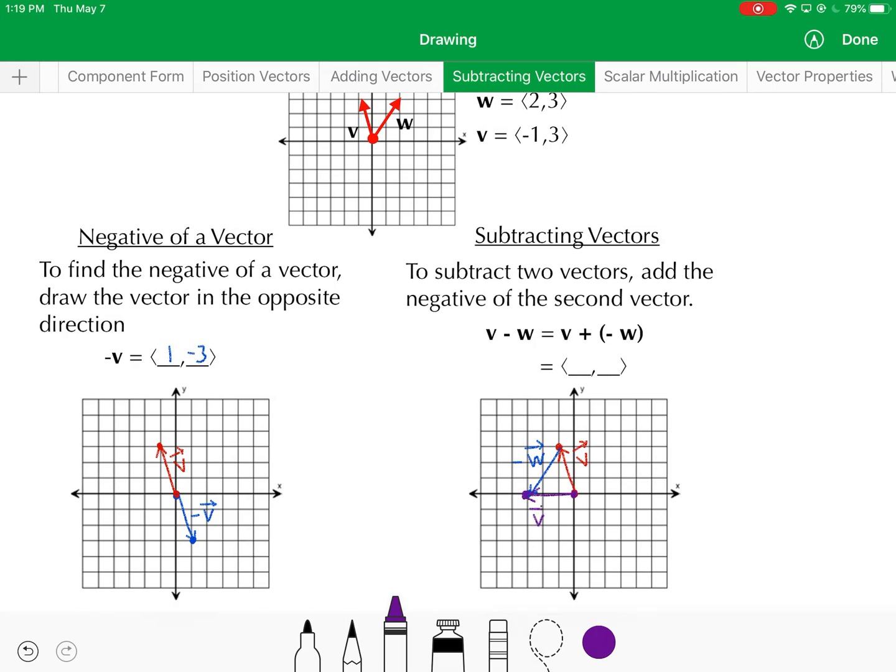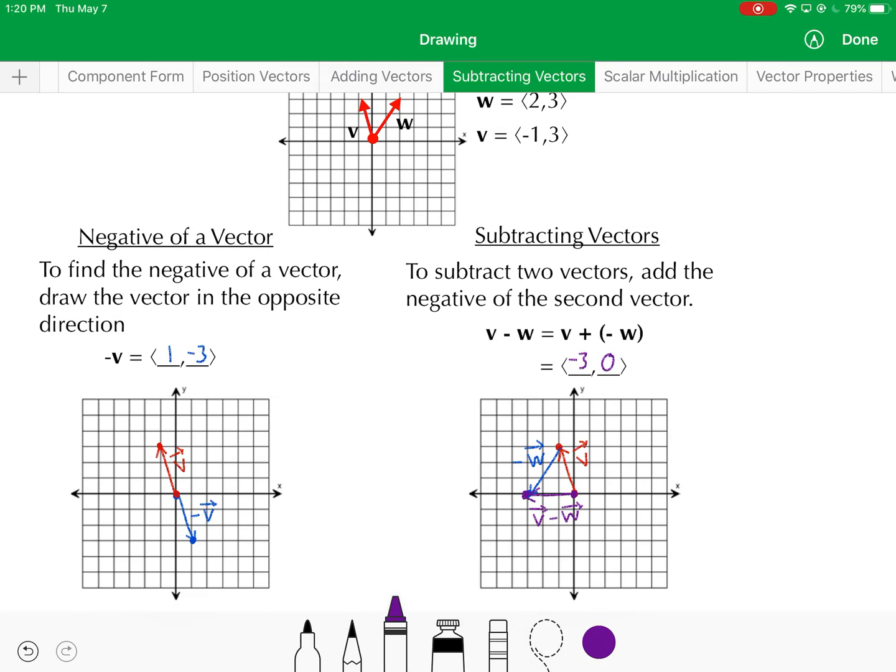This would be considered v subtracted by w. Okay, so what are the components of it? Well, you have to travel from the initial point to the terminal point 3 units left. So that's negative 3 for the horizontal component. And then you don't have to travel any units vertically, so 0 for the vertical component.